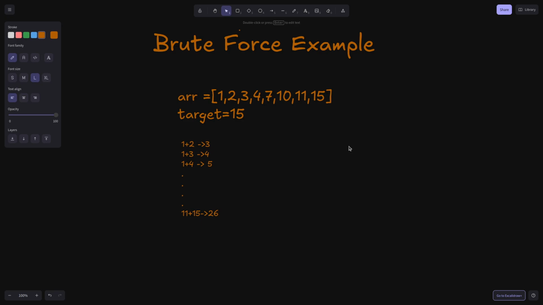And if there are, suppose, 10 raised to the power of 5 elements, around 1 lakh elements, then the number of operations will be far larger. This will be a very inefficient way of approaching a solution. So how can we do better? What is the better approach? We have to find out the intuition first.